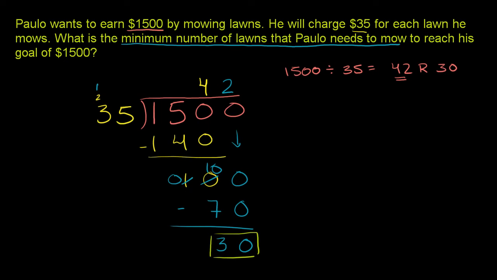So he's going to have to mow 43 lawns if he really wants to cross this threshold of $1,500. If he does mow the 43 lawns, he'll have more than $1,500. He'll actually have $5 more than $1,500.